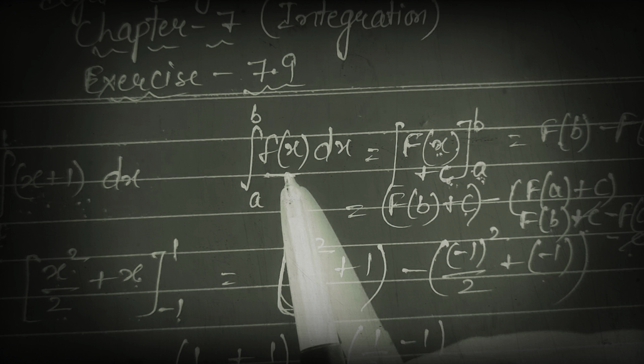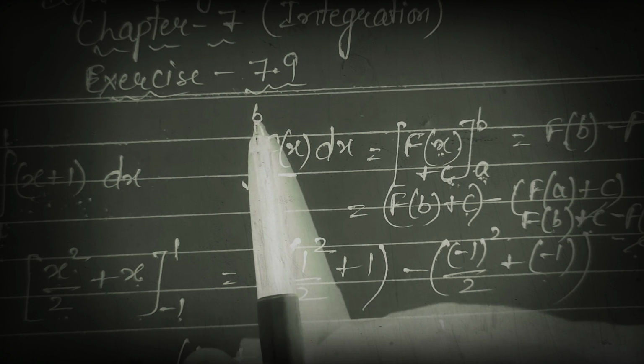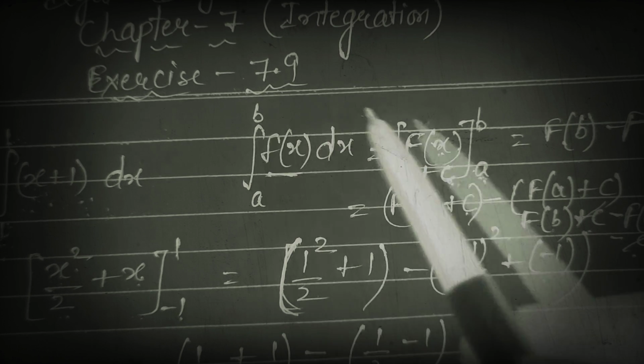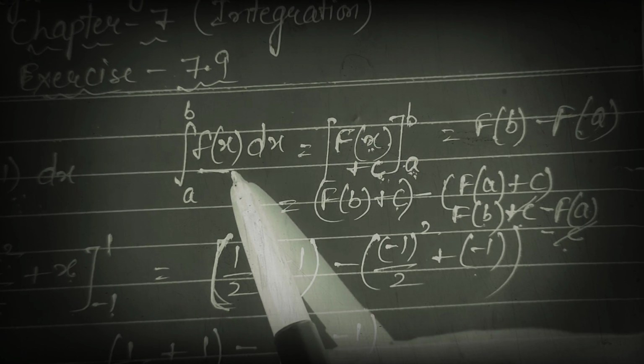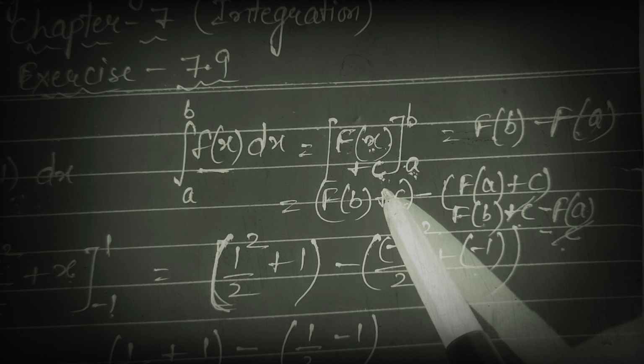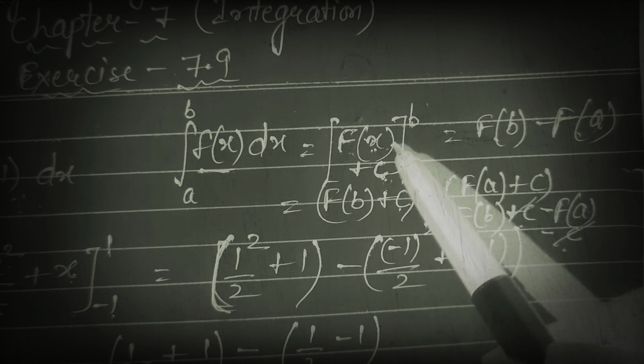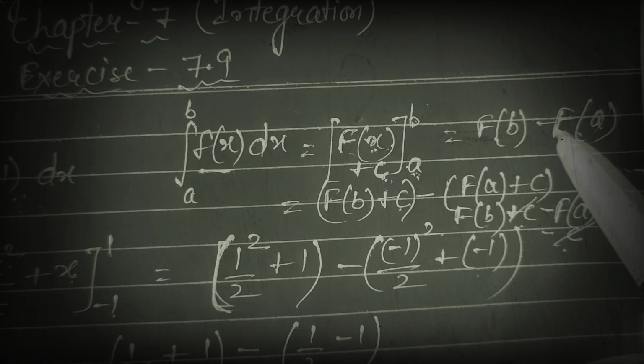Suppose any function f(x) is given, with limits a to b. Lower limit is a and upper limit is b. Then what is the integration of f(x)? F(x) plus c, and the limit is a to b. Firstly, we will put the upper limit, then the lower limit.